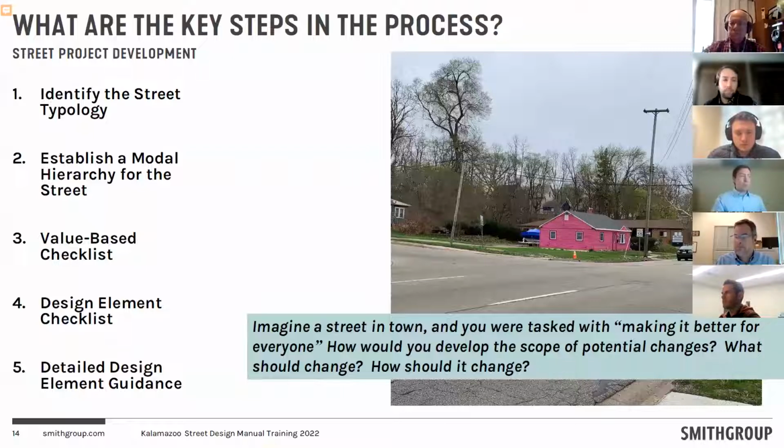The other thing you've heard us talk about is the modal hierarchy. What modal hierarchy essentially is, if you're not familiar with it, is as you go through the decision-making process, right?